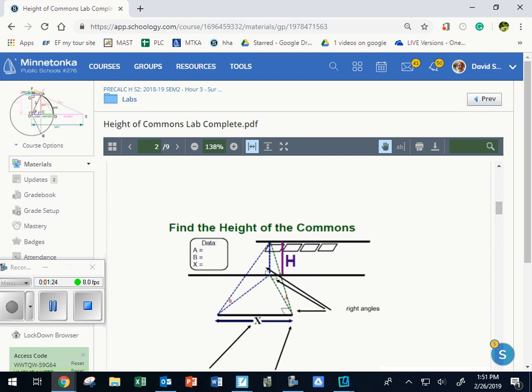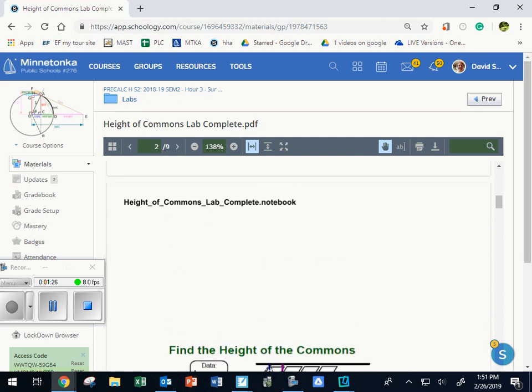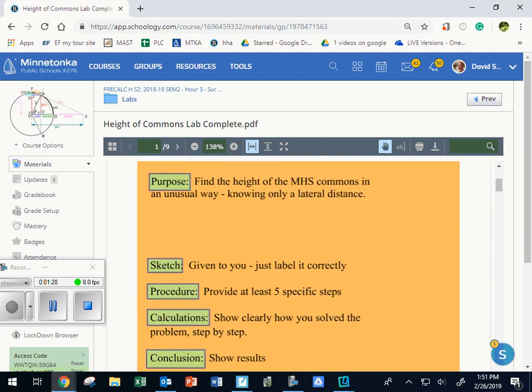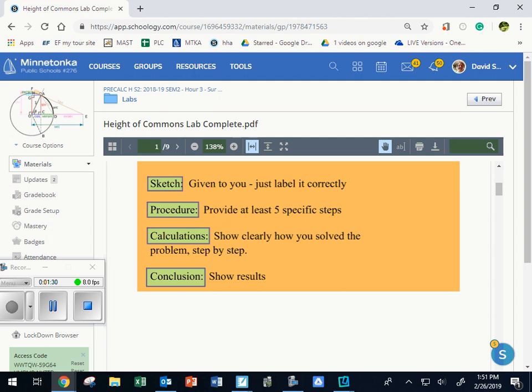All right, so the height of the commons lab also needs the procedure. Procedure is what you did. First, I took an angle measure. Then I went 90 degrees from that and took another angle measure. Then I counted how many steps I did. That's where you describe what you did. Calculations is where you actually solve your equations. In this case, here are the hints that I wanted to give you on that.